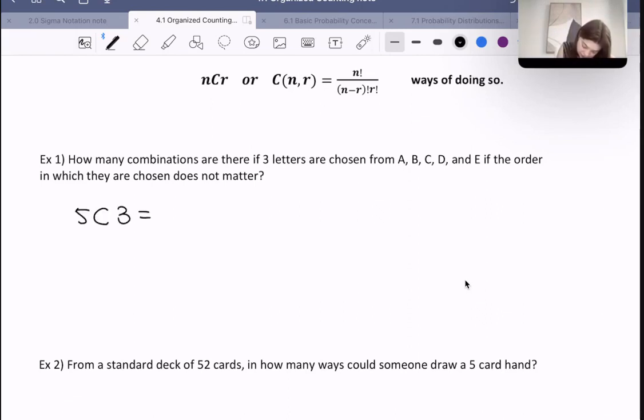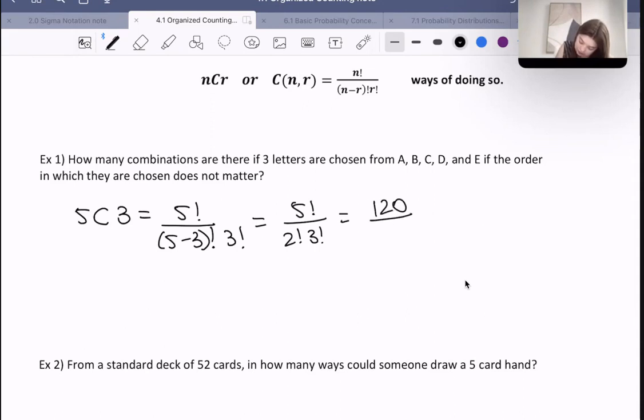5C3 is equal to 5 factorial over 5 minus 3 factorial, 3 factorial. So that's 5 factorial over 2 factorial 3 factorial, which is 120 over, let's see, 2 times 6, which is 12. Yeah, 12. So therefore it's going to be 10, right?